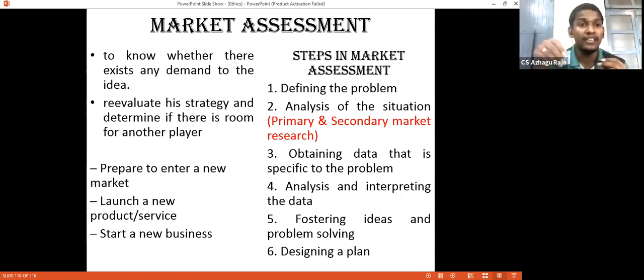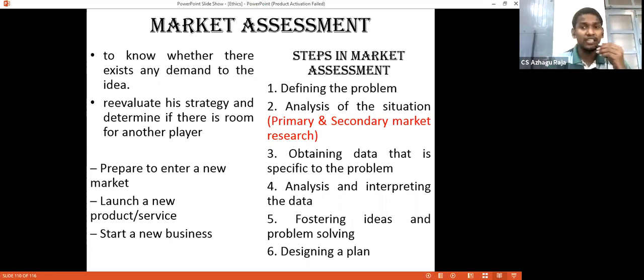And what is secondary market research? It is established, printed information, by way of books, emails, and data available on websites. Those kinds of things are called secondary market research. And the third step is obtaining data that is specific to the problem.